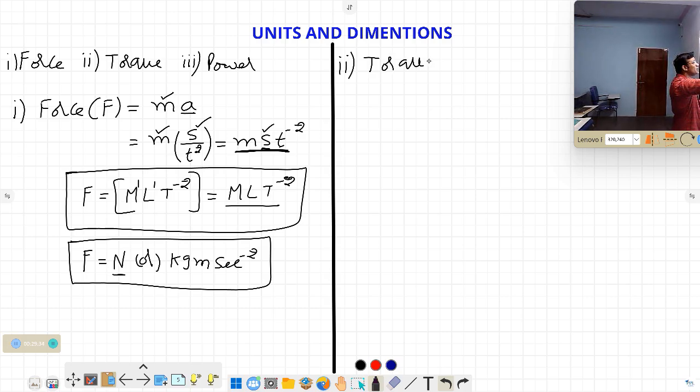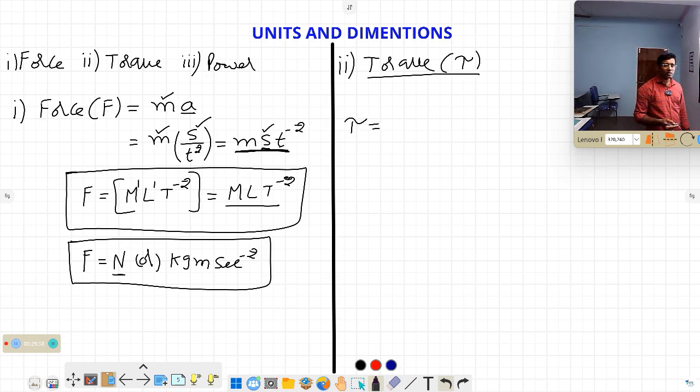Torque is also a kind of force, but it is called a rotating force. If the fan has to rotate, what is required? Torque is required. And if the vehicle has to move on the road, what is required? Force is required. So force makes the body move in a straight line. Torque makes the body rotate in a circular path.